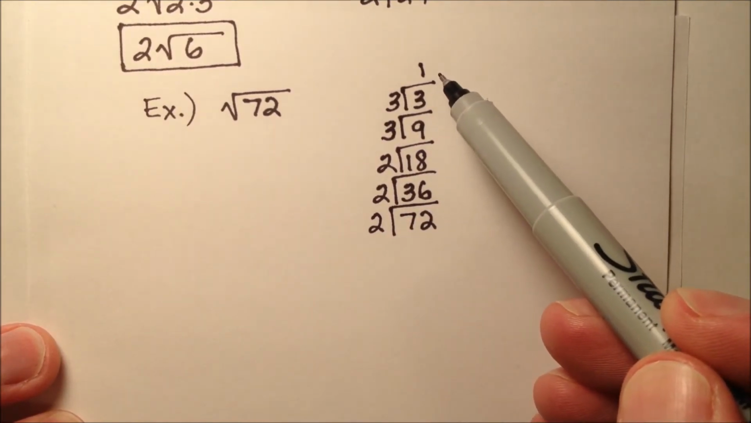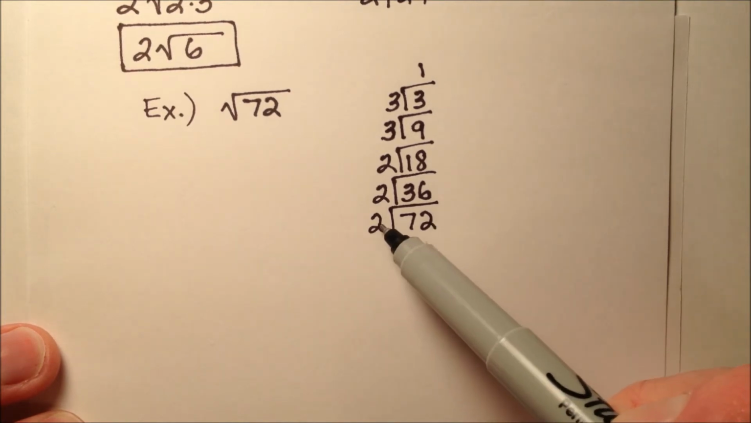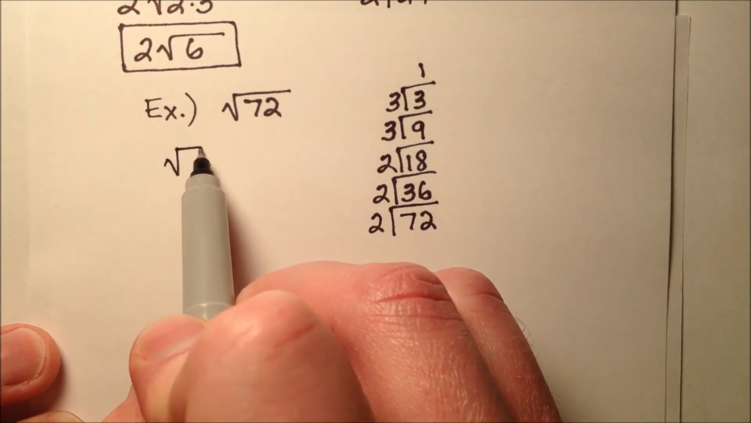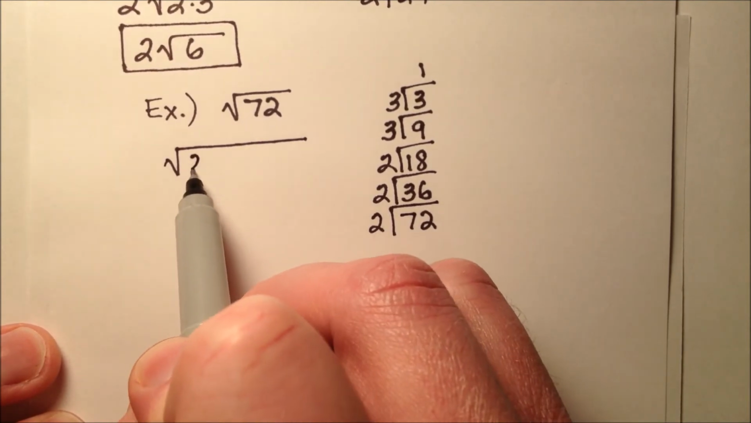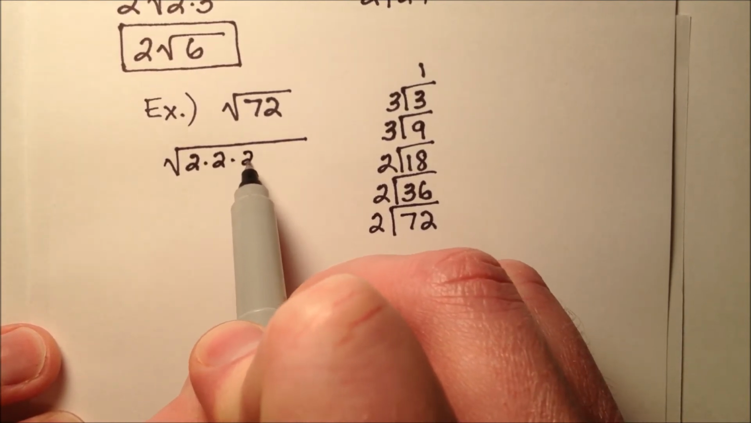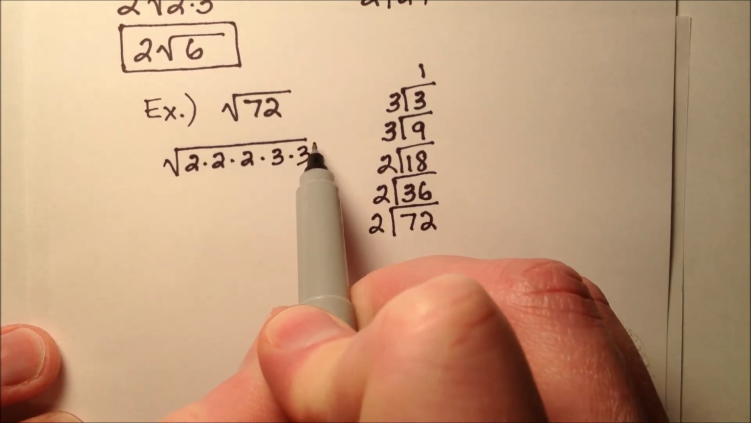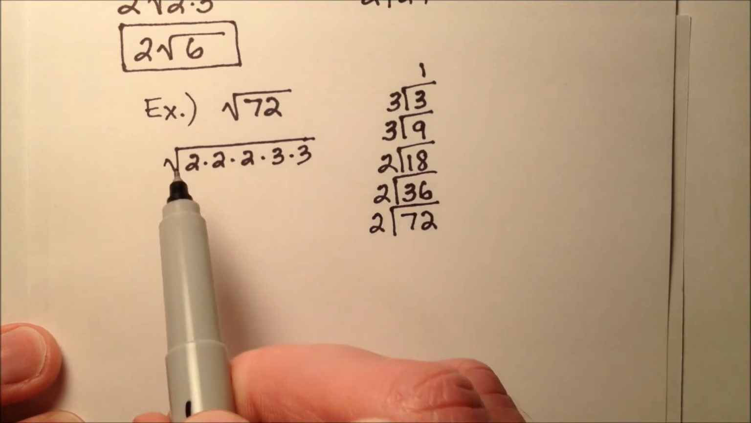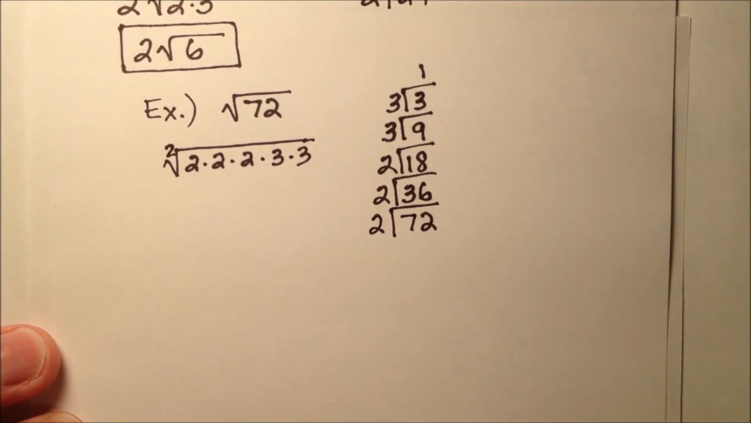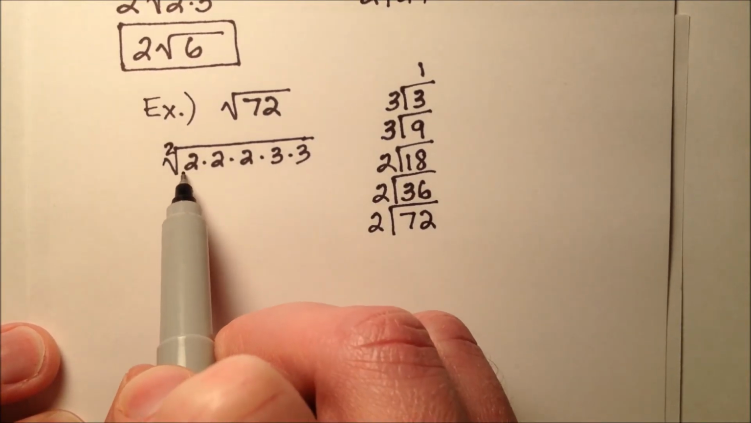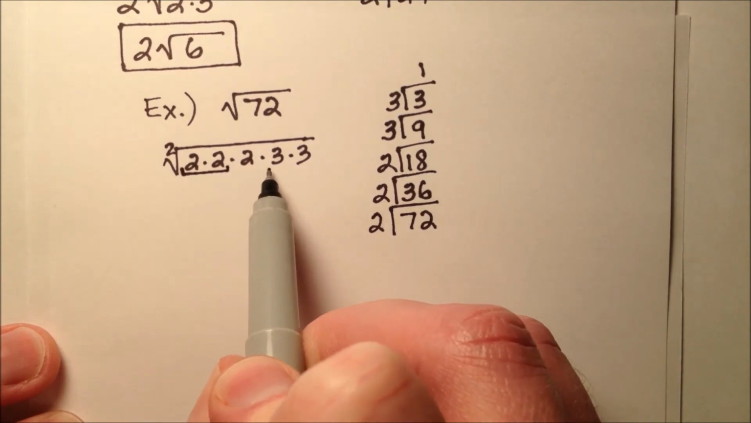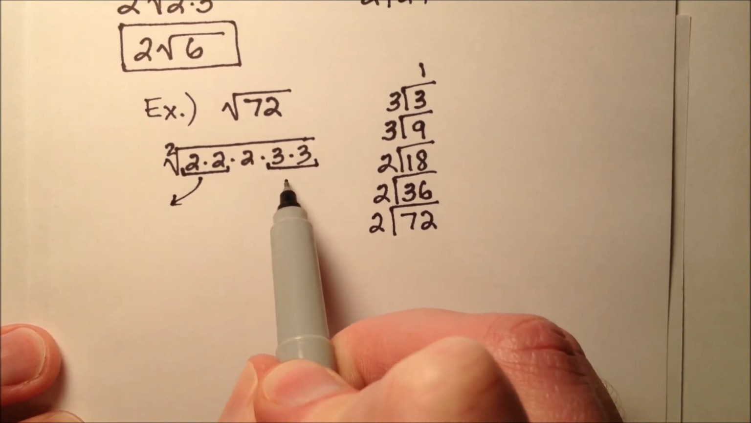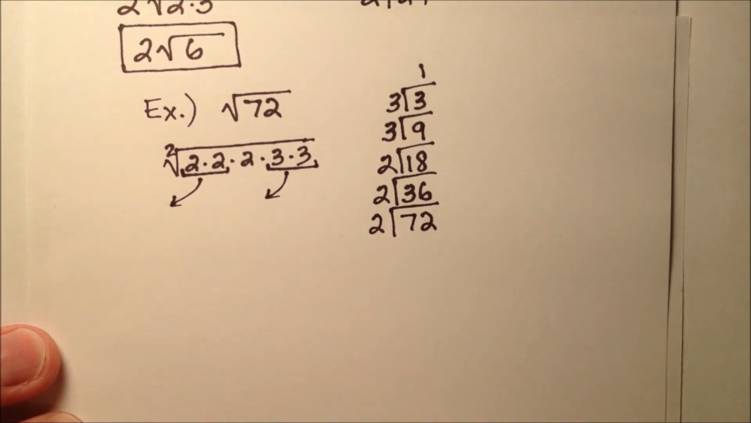So I know the prime factorization of 72 has three 2's and two 3's. So I'm going to rewrite my radical now as 2 times 2 times 2 times 3 times 3. So I'm going to do this pairing method now because my index is 2, because I'm taking the square root. Well, here's a pair of 2's and here's a pair of 3's. So the 2's will come out and the 3's will come out.